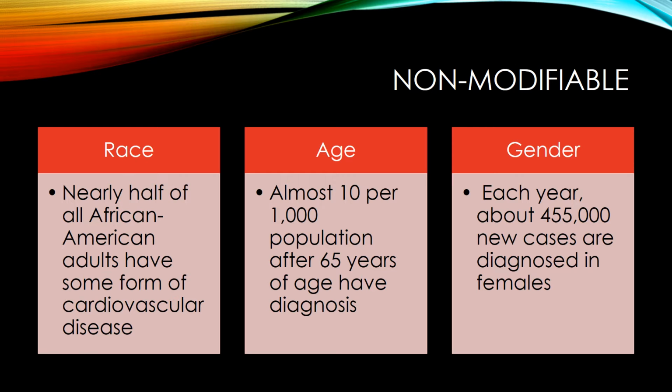Non-modifiable risk factors are those things that we just can't change. They include our race, our age, our gender. Nearly half of all African American adults have some form of cardiovascular disease. Almost 10 per every 1,000 people over the age of 65 years old have a diagnosis of heart failure. And in women, 455,000 new cases are diagnosed each year.